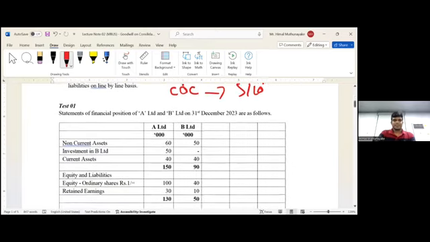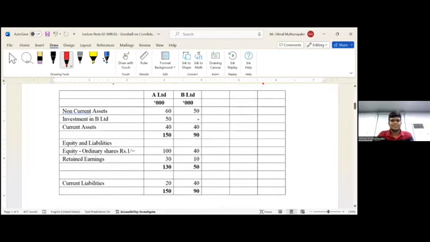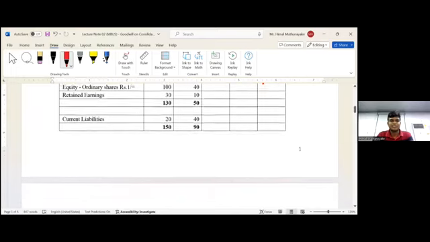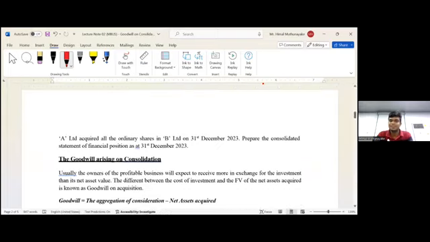So test number 1. Statement of financial positions of A Limited and B Limited on 31st December 2023 are as follows. So the financial position of the separate entities is given. You have the non-current assets, investment and current assets, equity, ordinary shares, retained earnings, current liabilities, those things. And it says A Limited acquired all the shares in B Limited on 31st December 2023. Prepare the consolidated statement of financial position as at 31st December 2023.